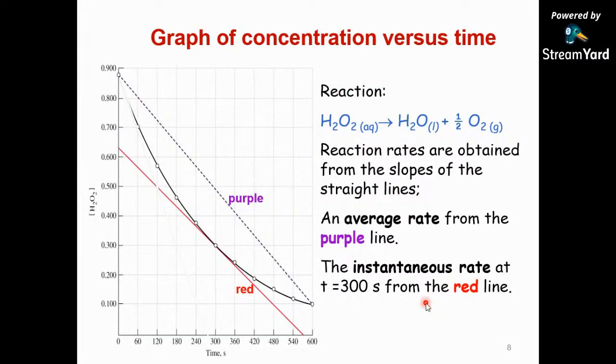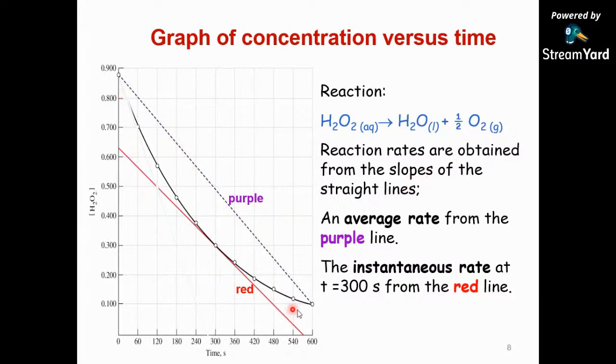Now look at this graph of concentration versus time. There is no important point over here. You just need to know which one is the average rate, the purple line, and which one is the instantaneous rate, the red line. The curved line is the reaction rate that is obtained from the slope of the straight line.